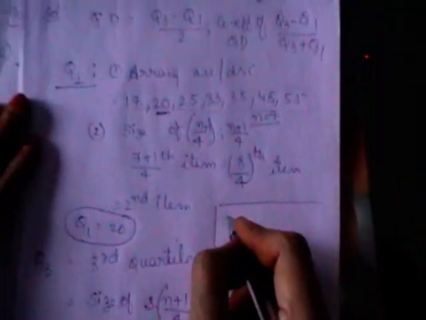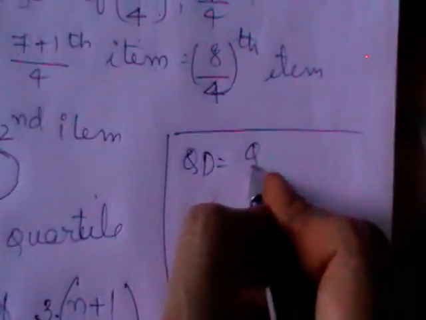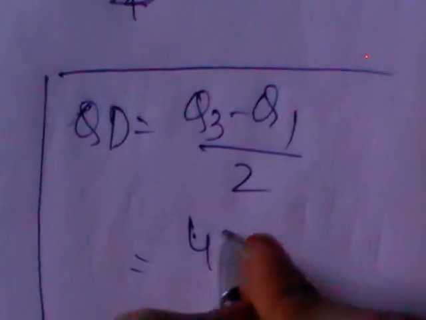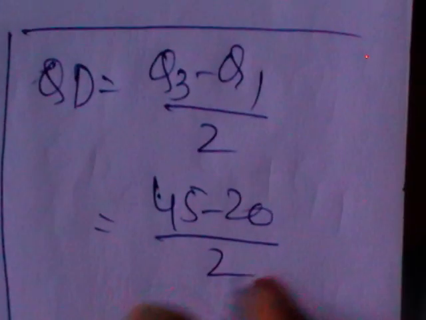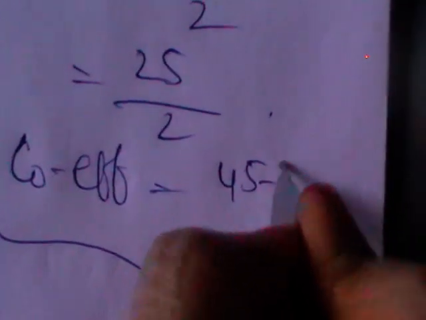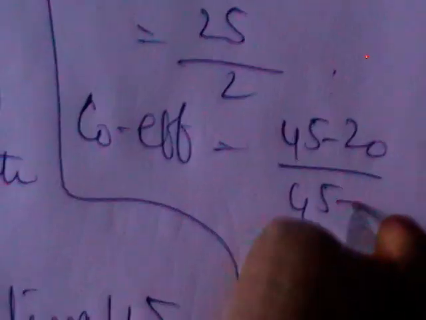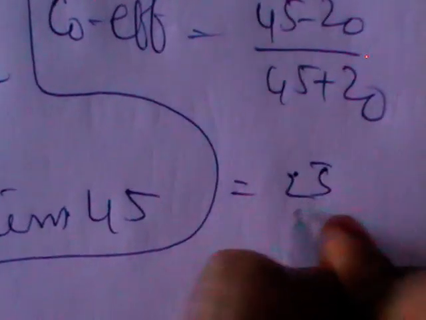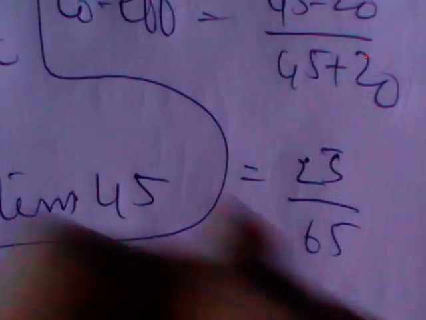Now quartile deviation is Q3 minus Q1 by 2, which is 45 minus 20 by 2, that is 25 by 2. Next, the coefficient of quartile deviation is 45 minus 20 by 45 plus 20, that is 25 by 65. Simplify this, which gives the coefficient of quartile deviation.